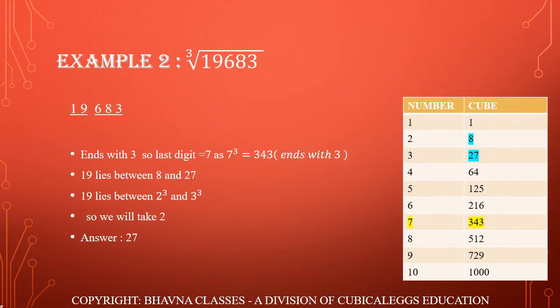Here is example number 2, 19,683. So first we'll be separating. One part is 683 and the other part is 19. Now I have to find the last digit of my result. It ends with 3 and the cube of 7 ends with 3. So the last digit will be 7. For the first digit, I need to check 19. Now 19 lies between 8 and 27. So 19 lies between the cube of 2 and 3, but we have to take the smaller number. So we'll take 2. So the final answer will be 27.